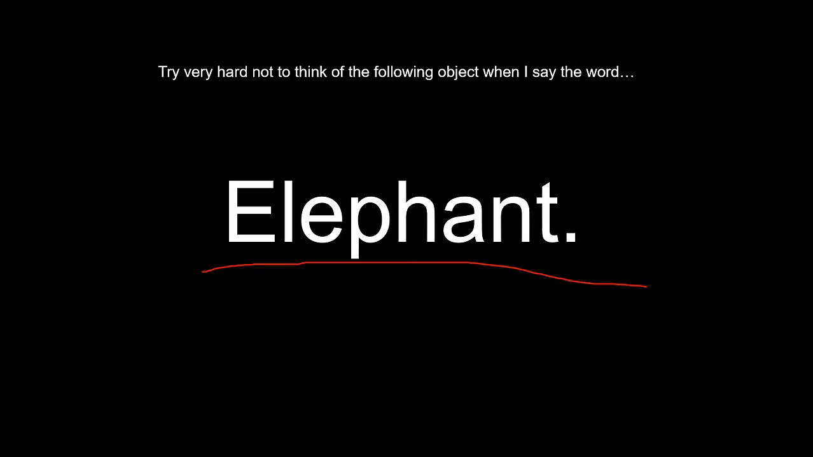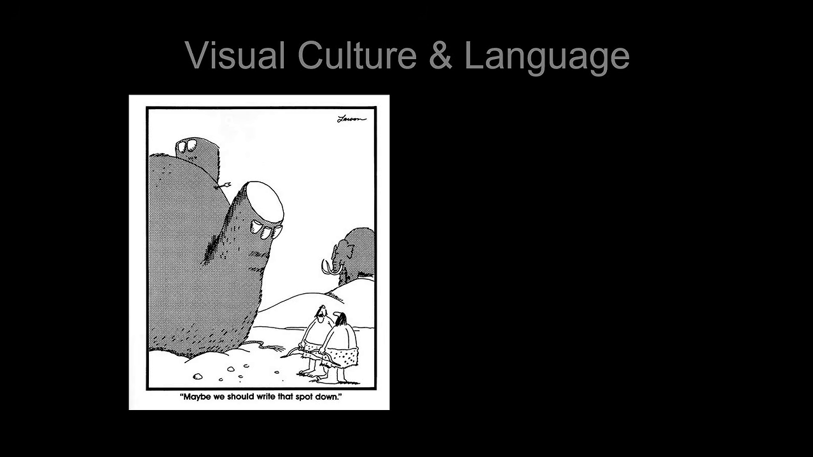These letters, you know, they're just abstract symbols. There are many different writing systems. And yet you thought of an actual elephant. Huh. Fascinating, huh? Well, this is why visual culture and language is a problem.